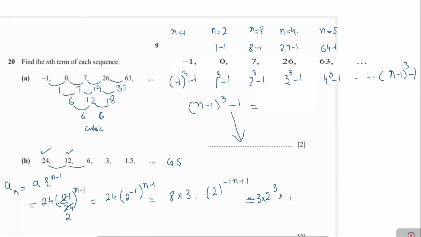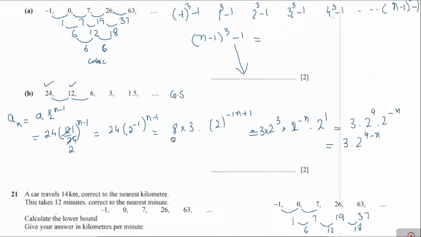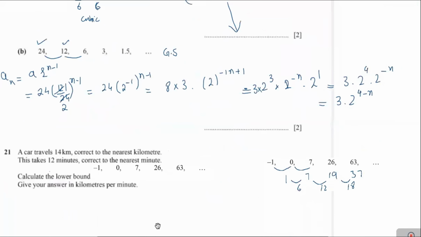And multiply 2 power minus n into 2 power 1. Therefore, we can write it as 3 into 2 power 3 plus 1 is 4, and 2 power minus n as it is. Therefore, you can write it as 3 into 2 power 4 minus n, and this is the answer of this sequence. Now we move to question number 21.